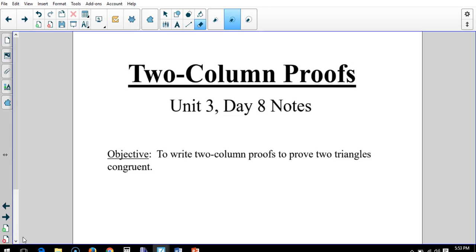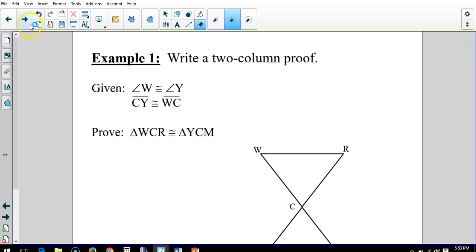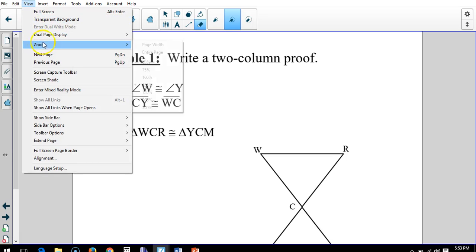Okay, day 8 notes. Objective: to write 2 column proofs. So we're going to learn a new rule today. Okay, so we're going to do a 2 column proof. Let me get this back to a different view here.